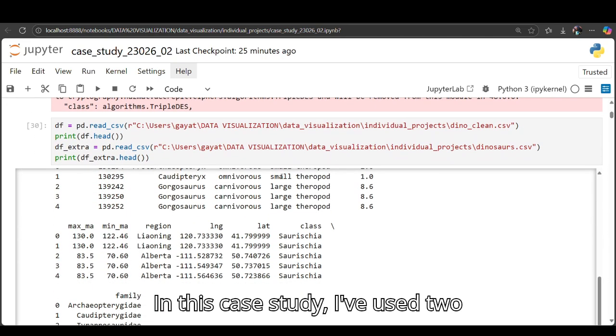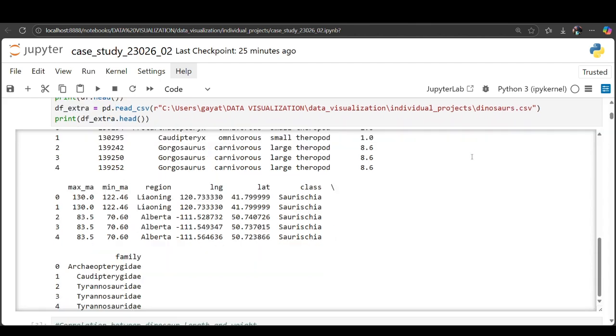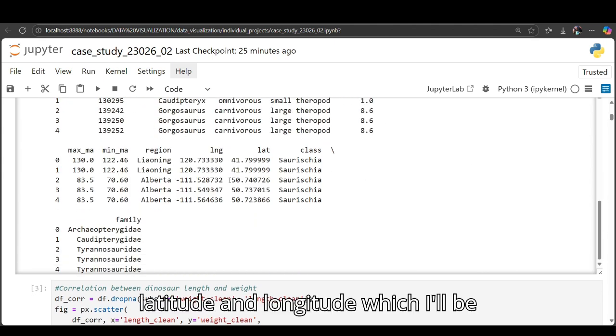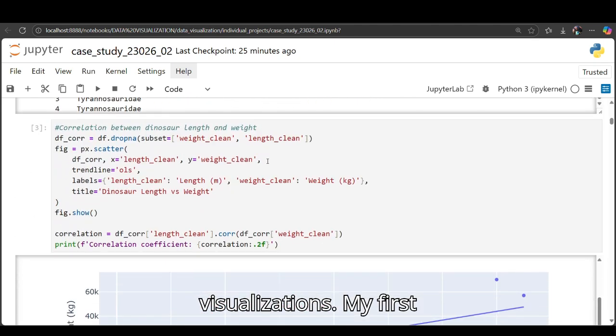In this case study, I've used two datasets, namely dinoclean.csv and dinosaurs.csv. In this dinosaurs.csv, there is a latitude and longitude which I'll be using for the geographical visualizations.